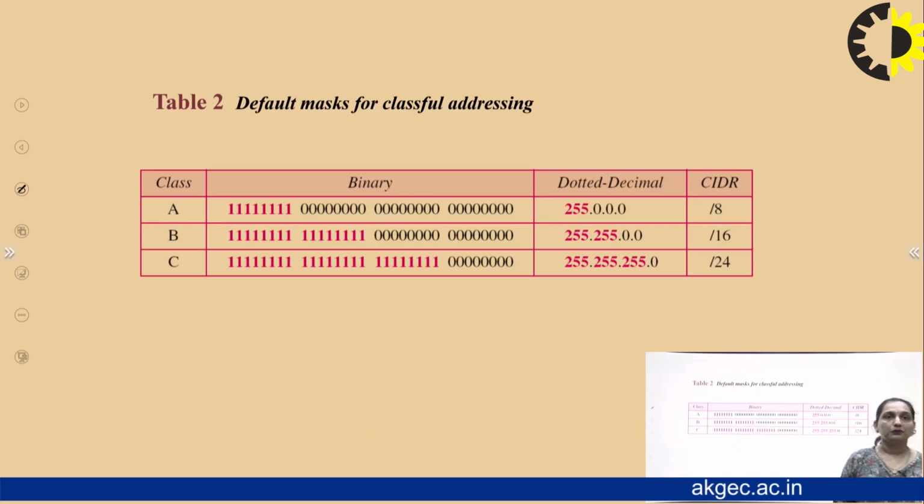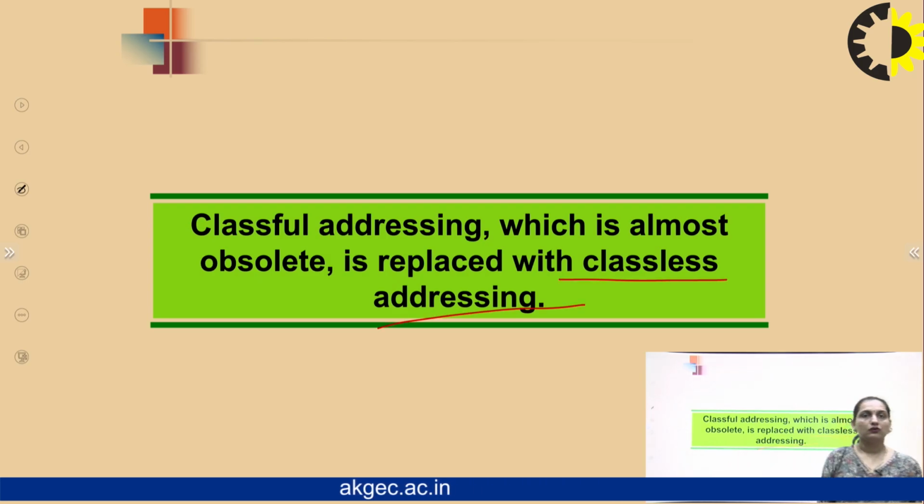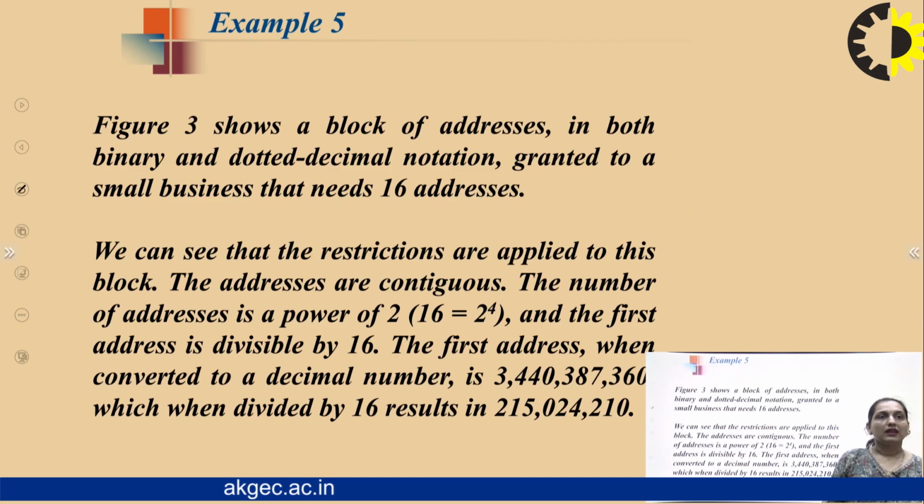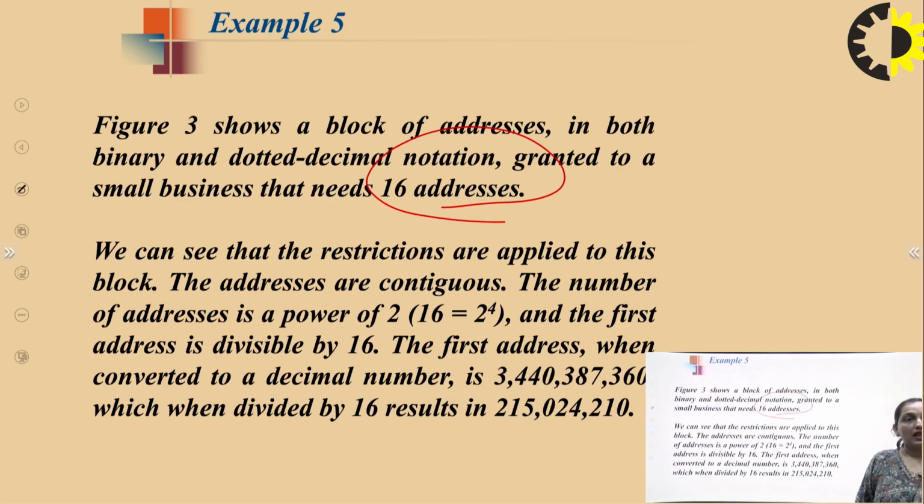So then we come to the picture of classless addressing. Classful addressing is replaced, and classless is what works in today's scenario. So we are having a notation. For example, a small organization needs 16 addresses, and 16 addresses is 2 to the power 4. So what are the results of it?